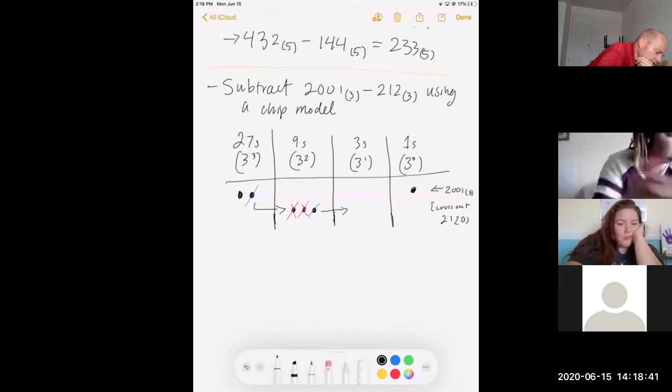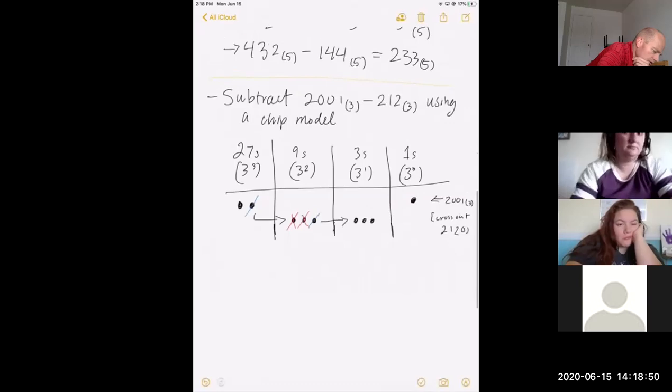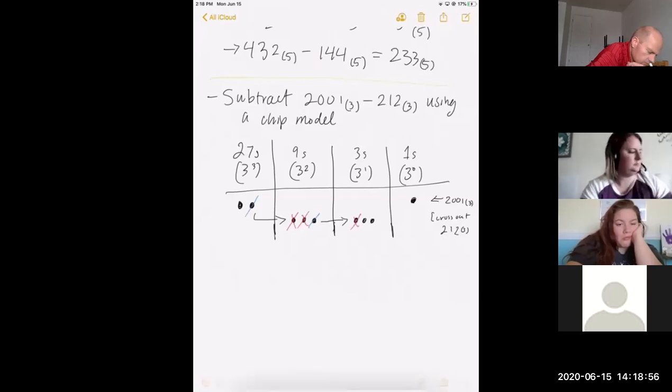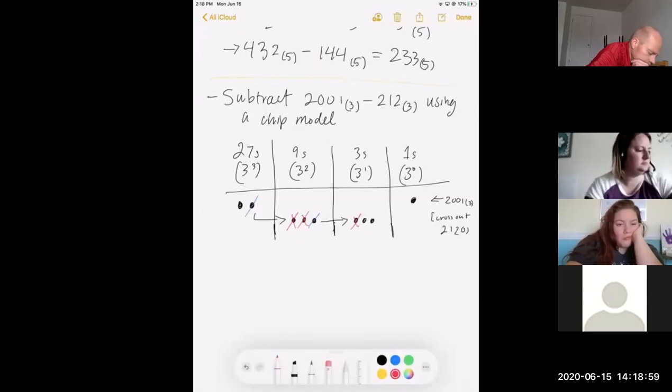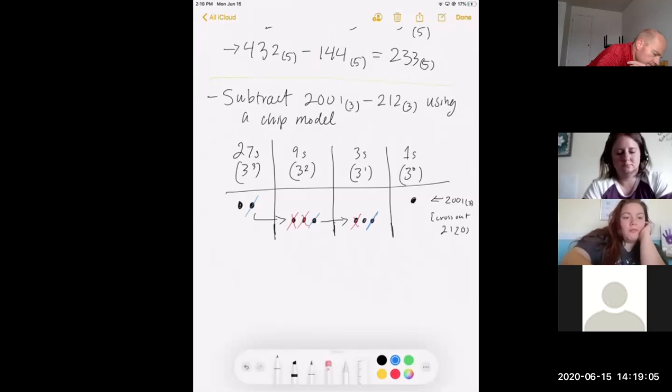Excellent. And then subtract 1. And we'll cross out 1. Okay. And then you have to take 1 from the 3s and turn it into 3 more in the 1s place. Why do I need to do that? Because there's not enough chips to subtract 2 from. We only have 2, so let's take 1 from here. Yep. Break up into 3.